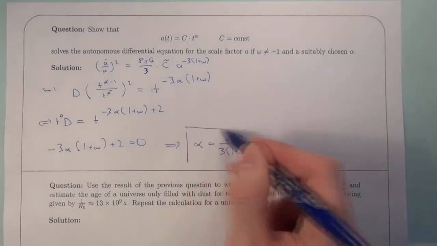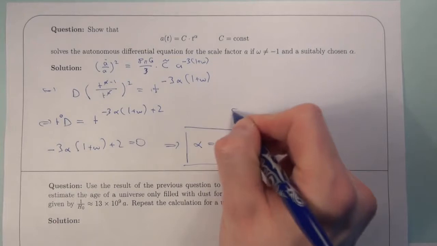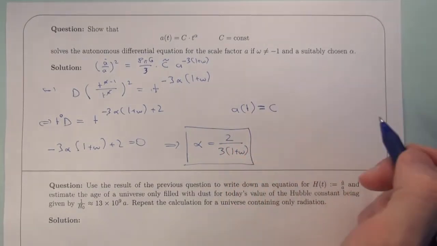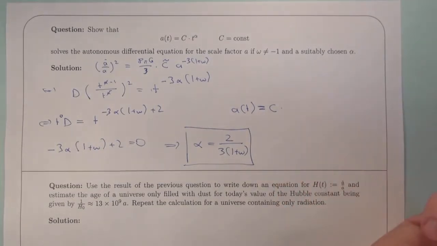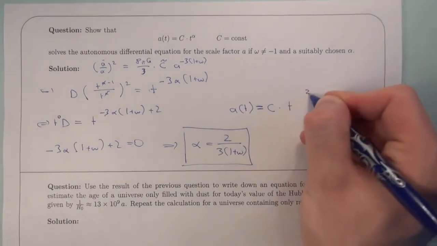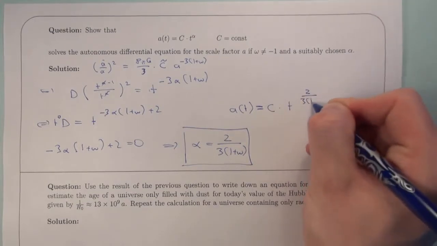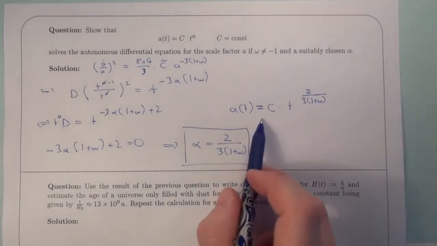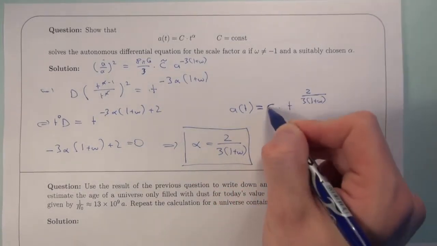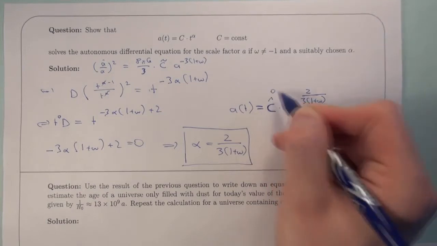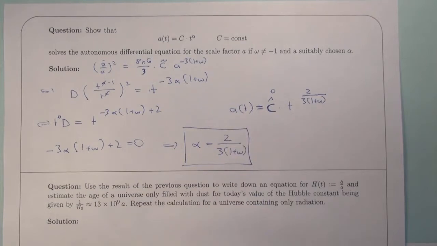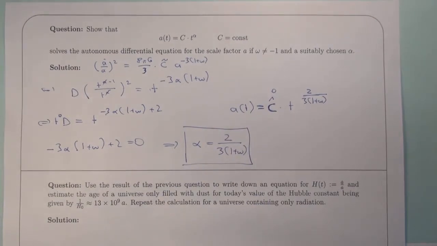So we found the alpha and therefore can write down the a of t, which is then the constant c times t to the 2 over 3 times 1 plus omega. And by the way, we want the c to be greater than 0. We will need this later, and this makes sense because the scale factor should not decrease in our model here.